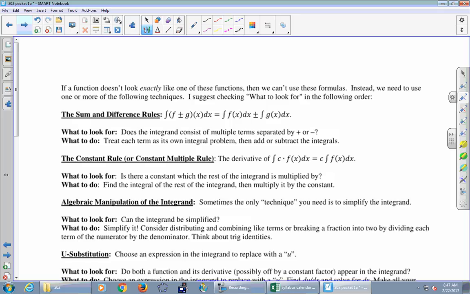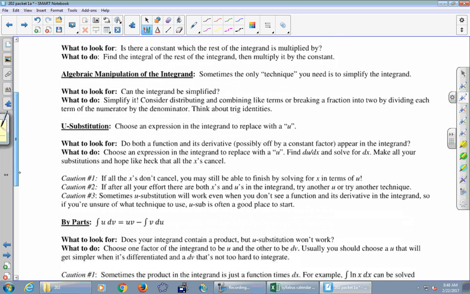Okay, so in order. Sum and difference rules, what to look for. Does the integrand consist of multiple terms separated by pluses and minuses? If so, there's no question, you are just separating out. You can write separate integrals if you want, or just think of it in your mind, but with pluses and minuses, it is a no-brainer. We separate those first. Next one, constant multiples. Is there a constant which the rest of the integrand is multiplied by? If so, you pull that constant out. Definitely do not pull x's out. Variables cannot come out, but constant multiples can come out, and that almost certainly makes the problem easier to handle.